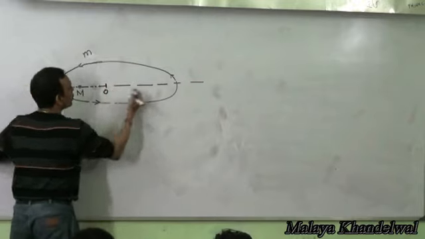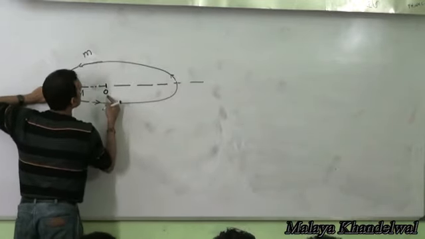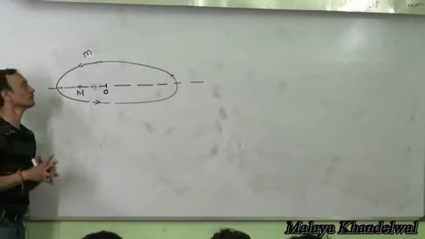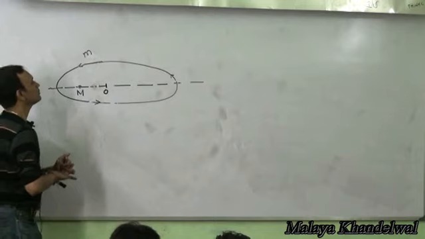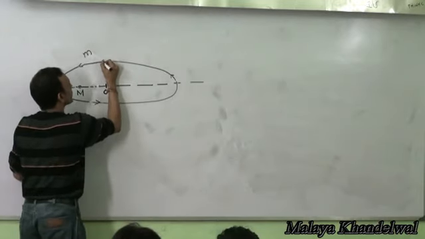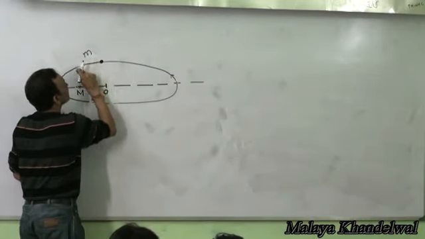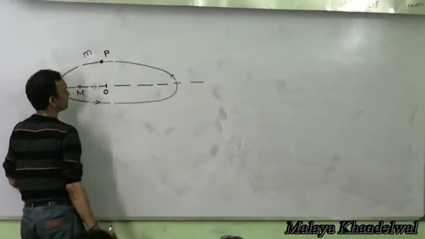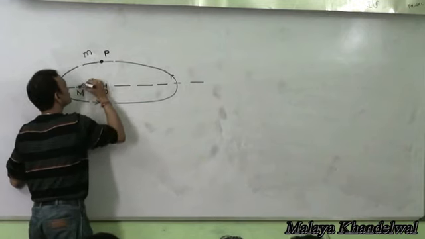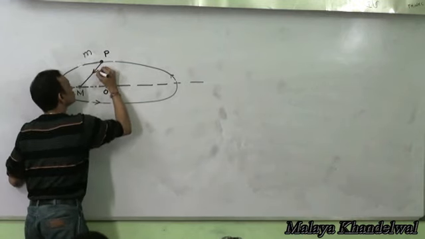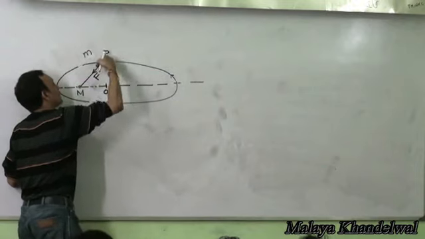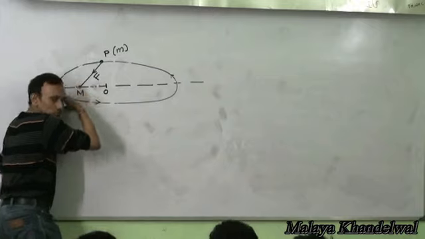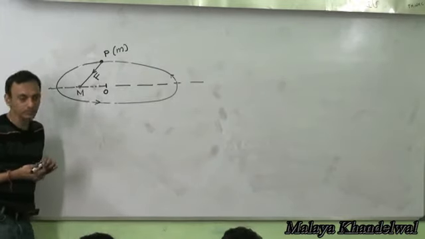The center of this ellipse is O. This is the major axis of the ellipse. This is the center of the ellipse. Now, at any given instant, when the mass small m is at a certain point P, it experiences a force F whose line of action will pass through capital M, yes or no, right?